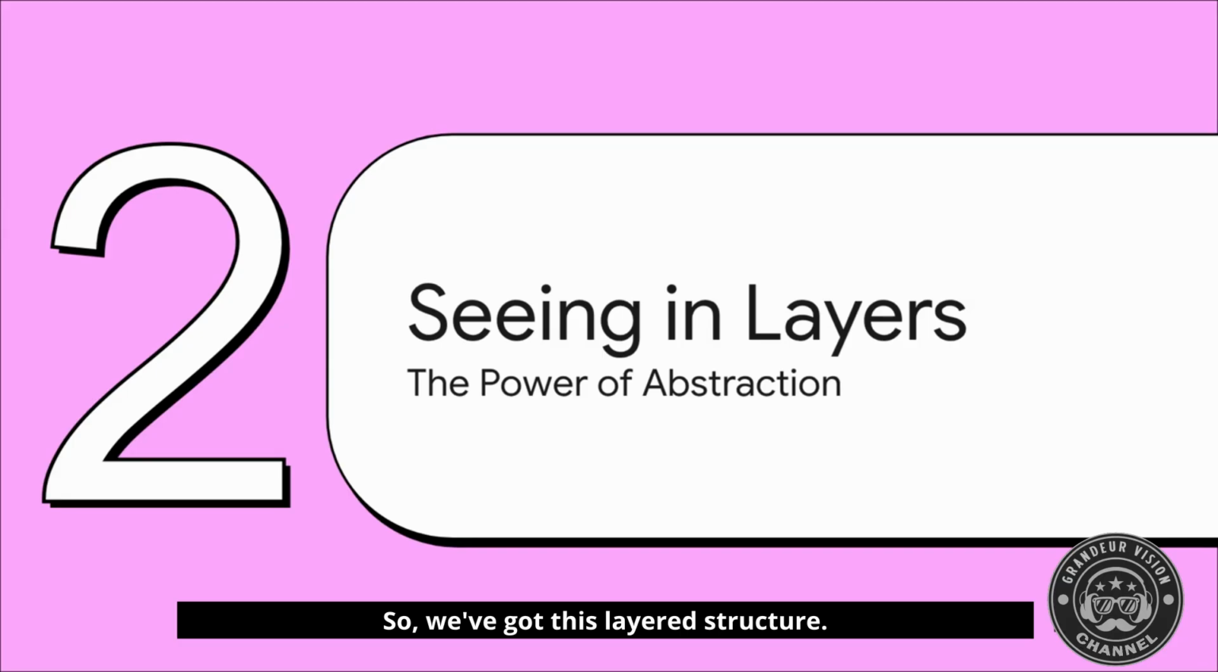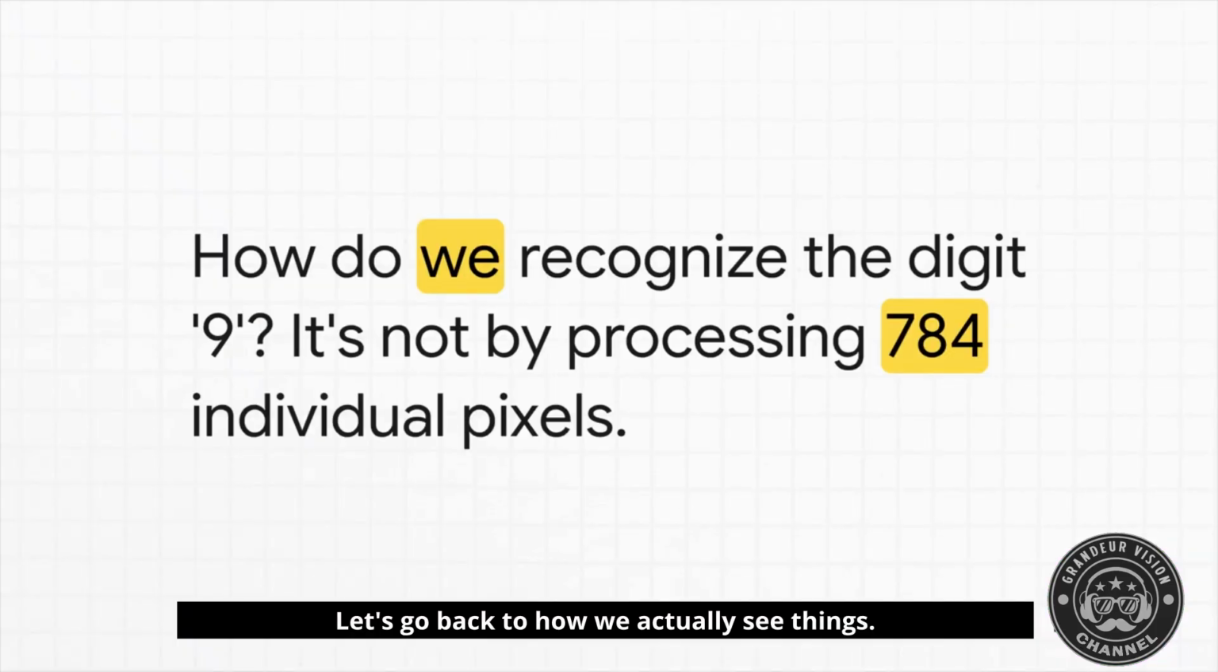So, we've got this layered structure. But why? What's the point of those hidden layers in the middle? Well, this gets to the absolute core idea behind deep learning. It's all about the power of abstraction. Let's go back to how we actually see things. When you look at the digit 9, what's really going on in your head? You're not consciously processing 784 individual pixels.